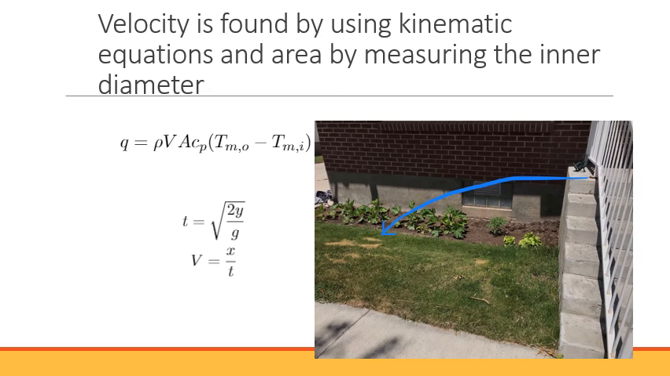With the height y of 3 feet, gravity, and horizontal distance x of 7.5 feet, the time of trajectory and consequently the velocity was found. The cross-sectional area is found using the measured internal diameter of about 1/4 of an inch.